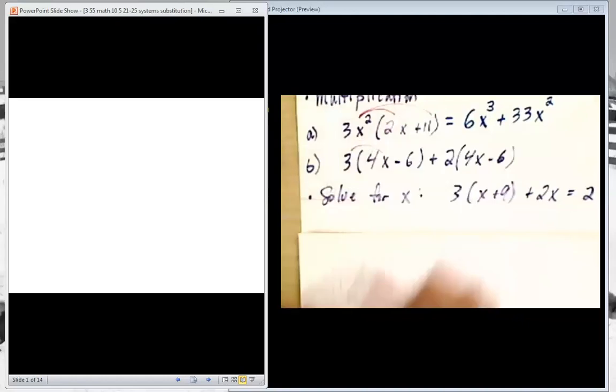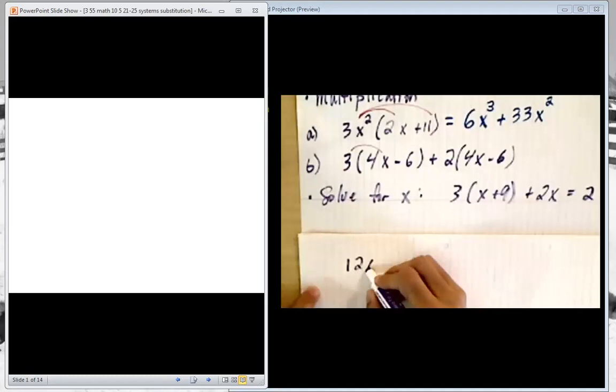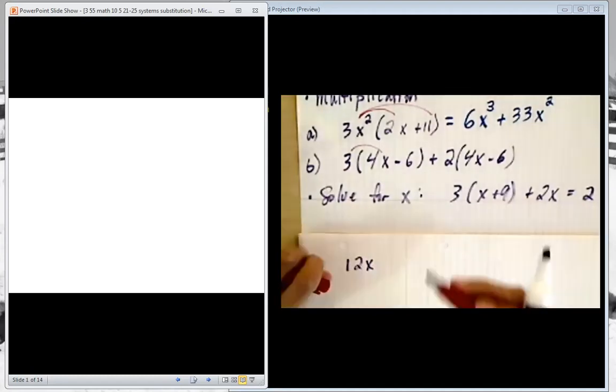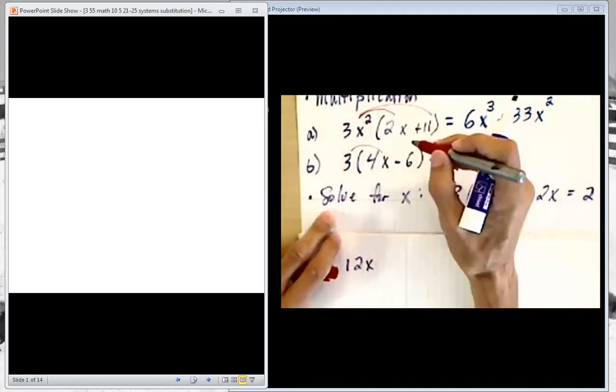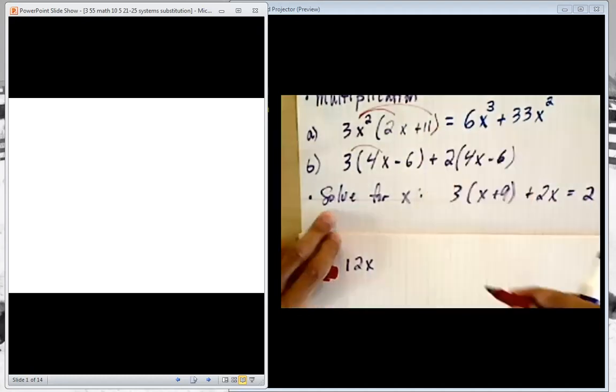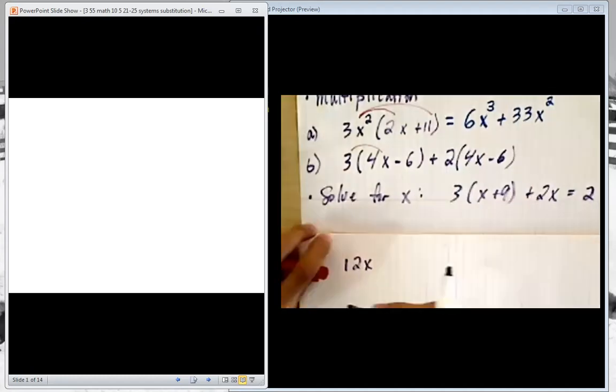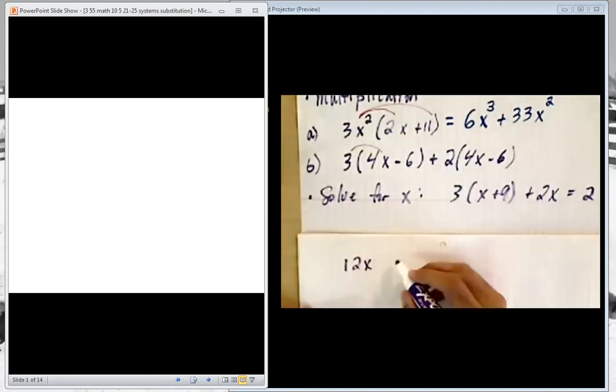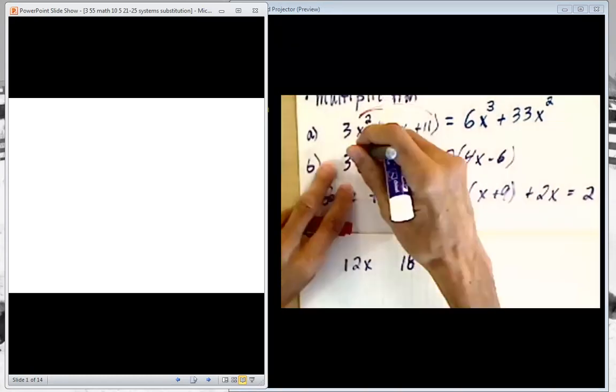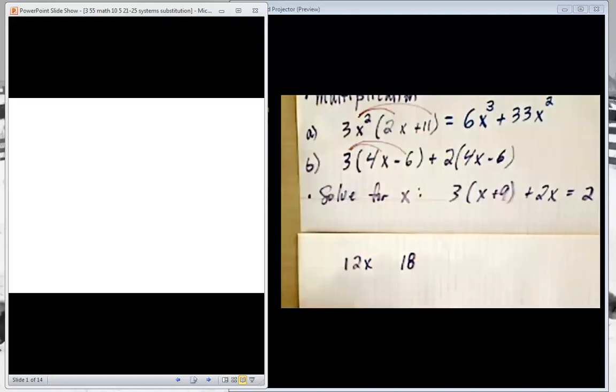And we're going to put 12x. 12x is the first piece there, okay? And minus, like the bigger one, 3 times 6 or 18. I think it should be minus 18. Nice. It is. You got it.